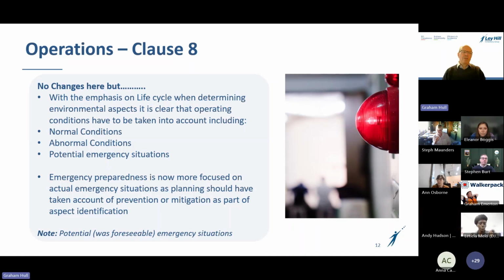And they've reworded emergency preparedness slightly to make it more focused on actual emergency situations rather than a lot of the hypothetical side of what you were doing in the past. They used to use the word foreseeable emergency situations. Now it's potential. So it's been making it more focused on those things that actually could happen.